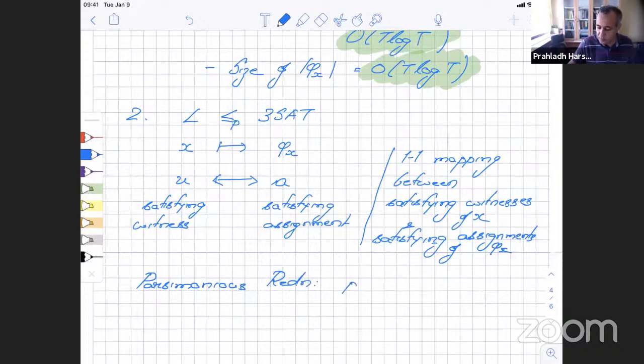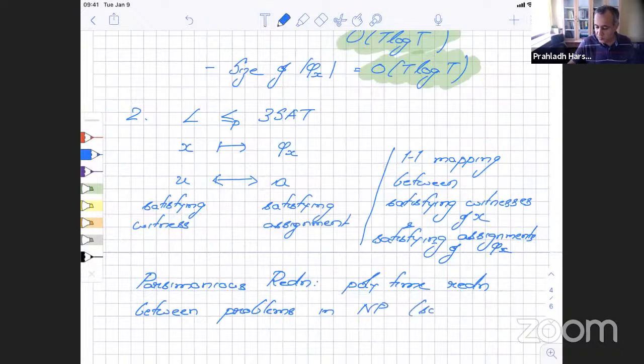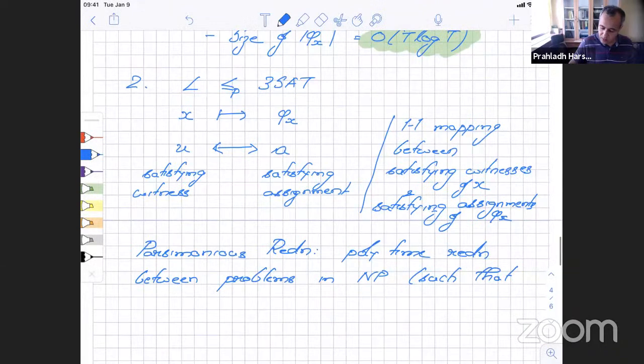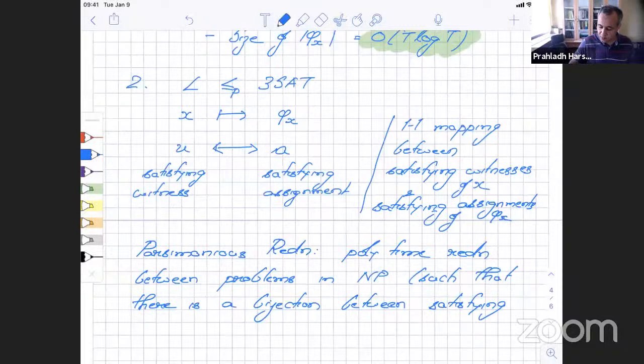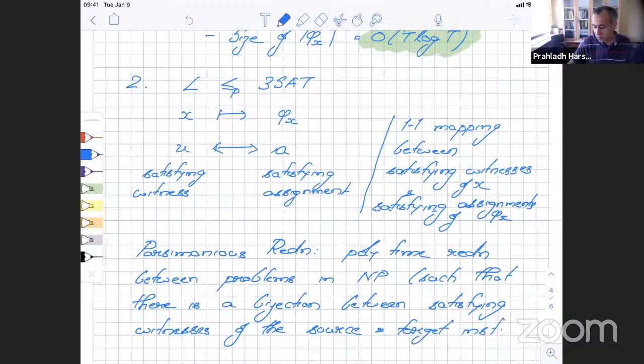is a polytime reduction between problems in NP such that there is a bijection between satisfying witnesses of the source instance and the target instance. Source and target instances. Okay, so this gives you the text.